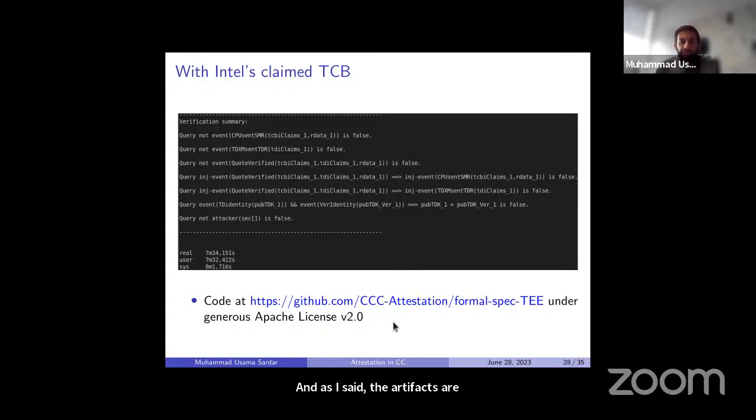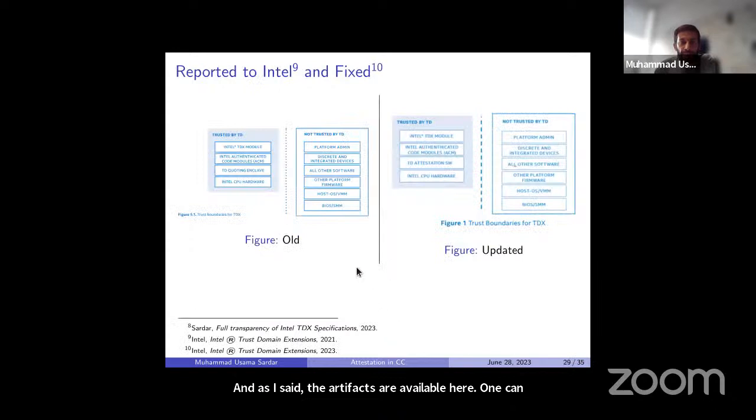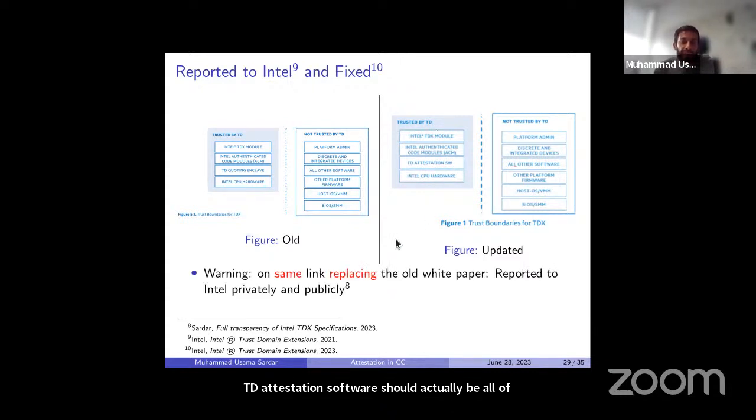One can verify independently, and then Intel could accept that this TCB is actually broken, and then they changed their specifications to say that TD attestation software, all of it, including the PCE, should be trusted by the trust domain. And what Intel did is that they updated these specifications on the same link. So one cannot actually now find what they had in 2021, for roughly 2 years.